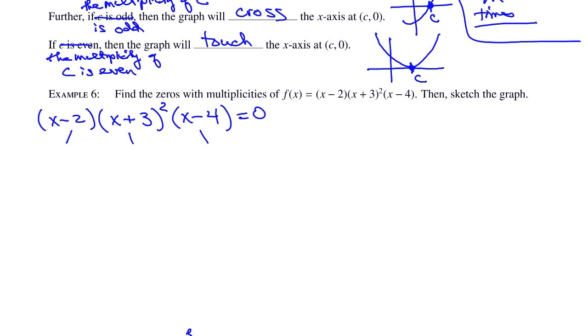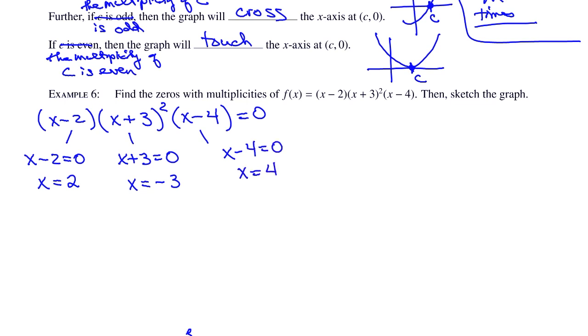Set this equal to 0 to find the zeros, and then split it up and solve. So we would get x minus 2 is equal to 0, and that gives me x equals 2. When you have a factor that's raised to a power, you only need to take one version of it and solve when that one is equal to 0. So x plus 3 equals 0 gives me x equals negative 3. And finally, x minus 4 equals 0 gives me x equals 4.